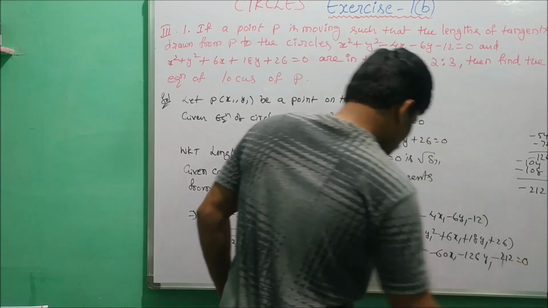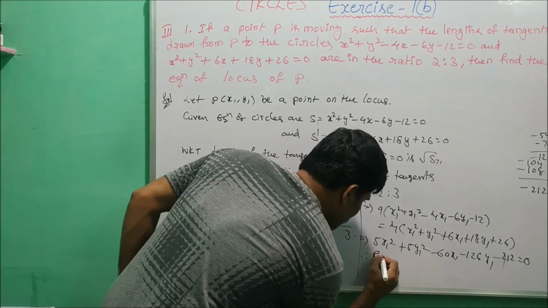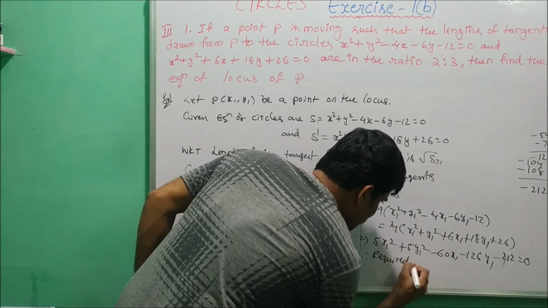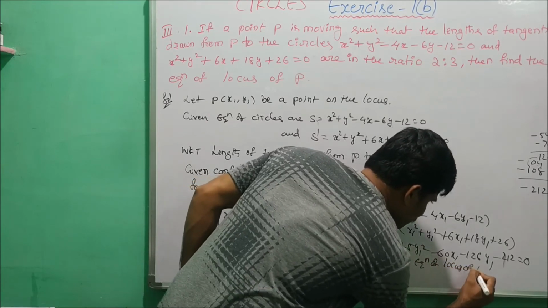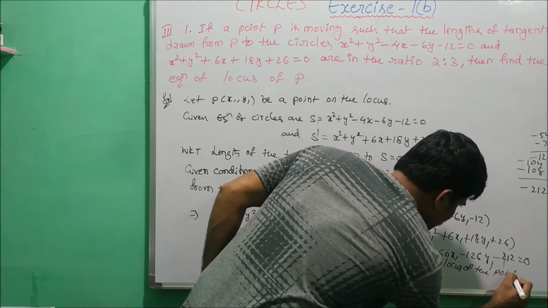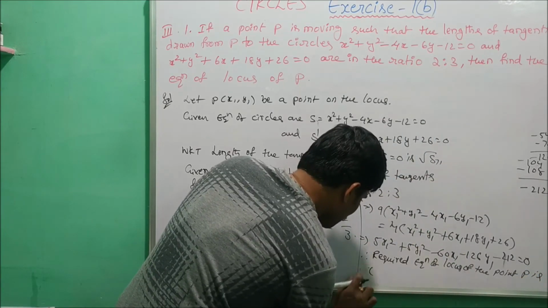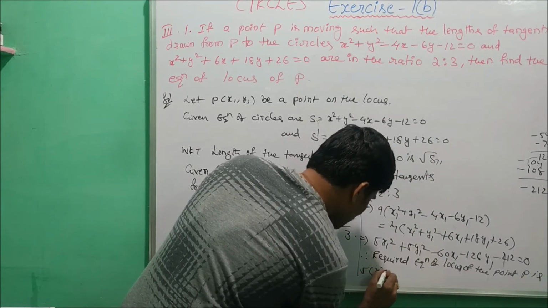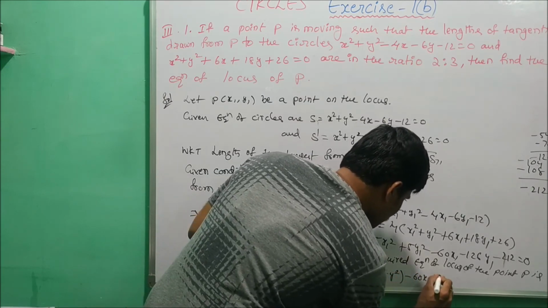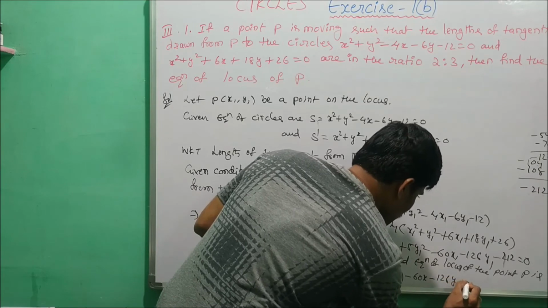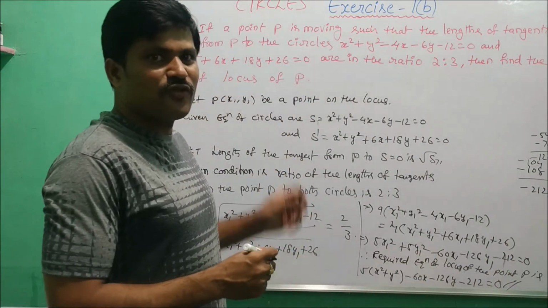Equal to 0. So therefore the required equation of the locus of the point P is, here we take common 5 into x square plus y square, minus 60x minus 126y minus 212 equal to 0. This is the solution for this question.